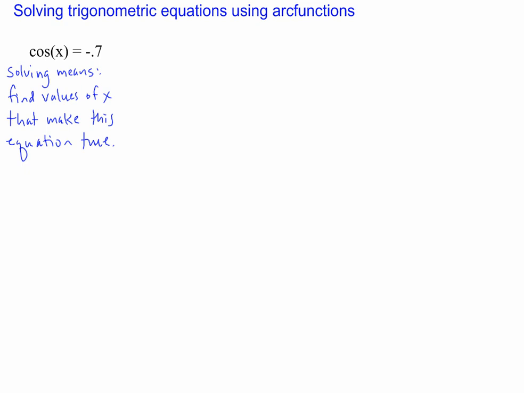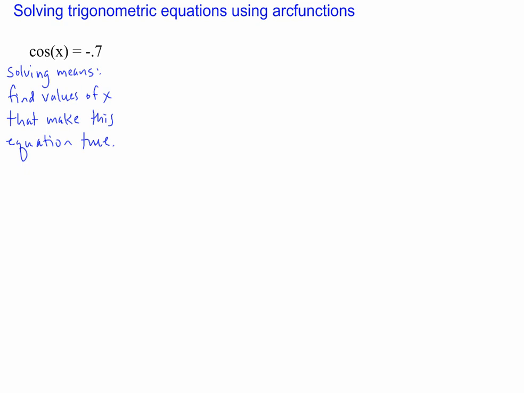Okay, so if I think about how trig functions work, cosine of something equals negative 0.7. So I'm looking for angles, because angles are what I take the cosine of. So what angles have a cosine value of negative 0.7? This should be ringing a bell from yesterday, or when you watched the vodcast on arc functions.